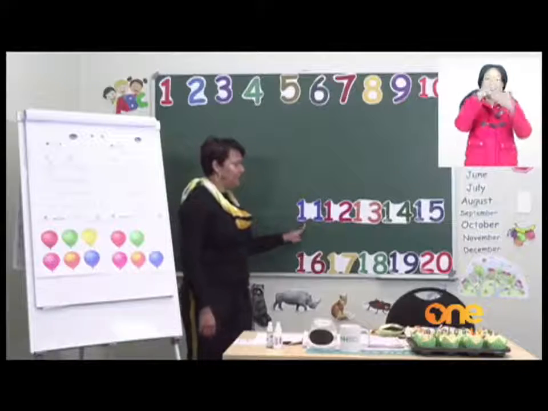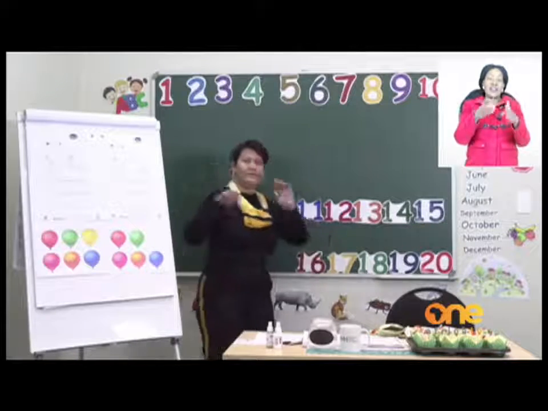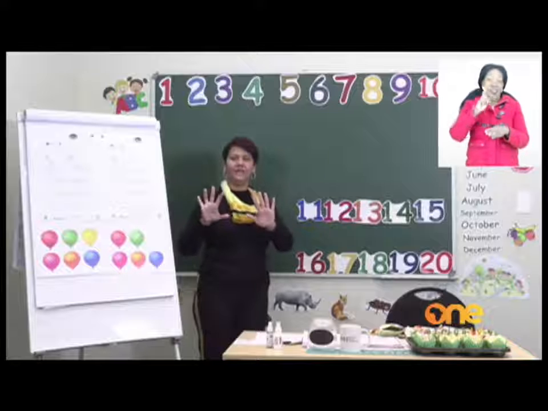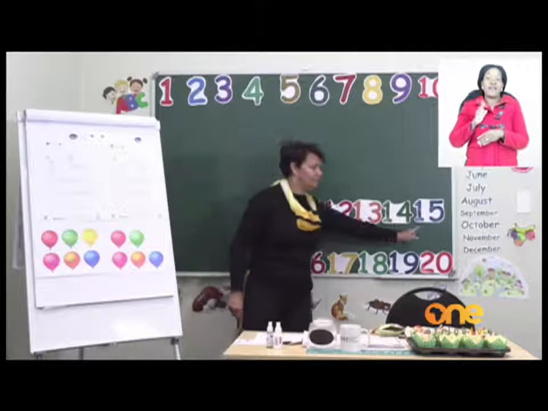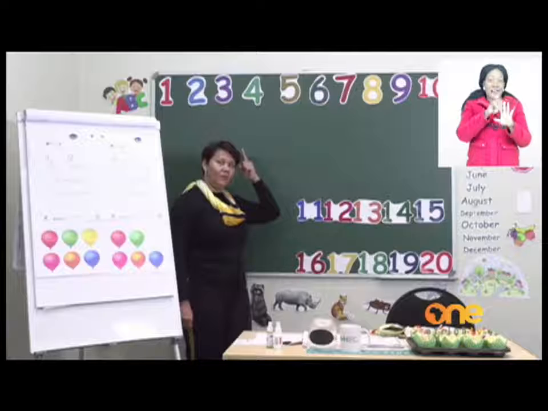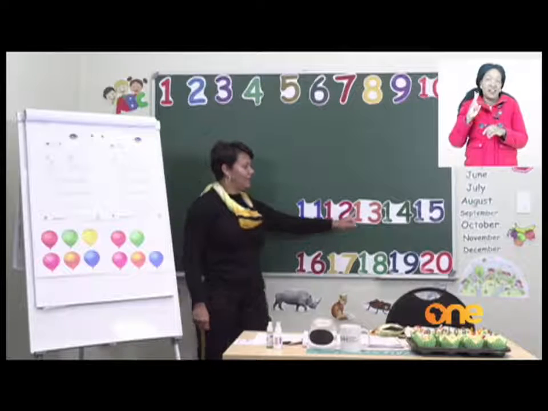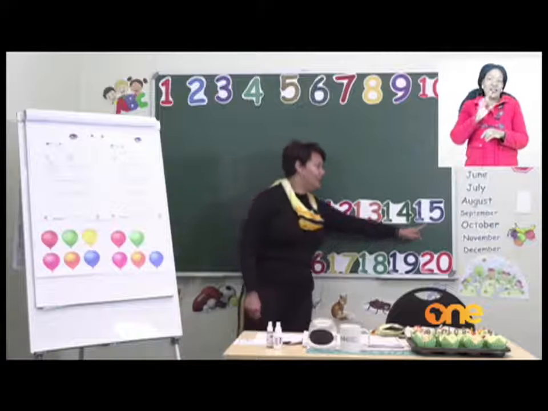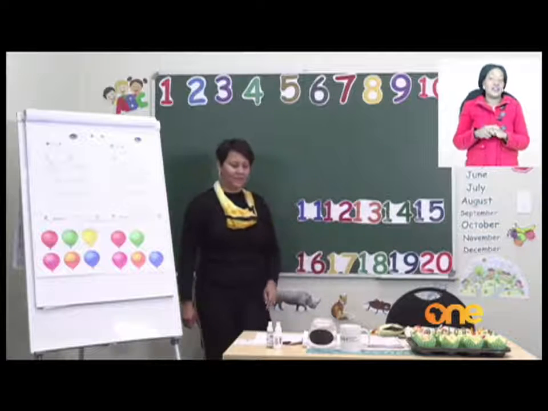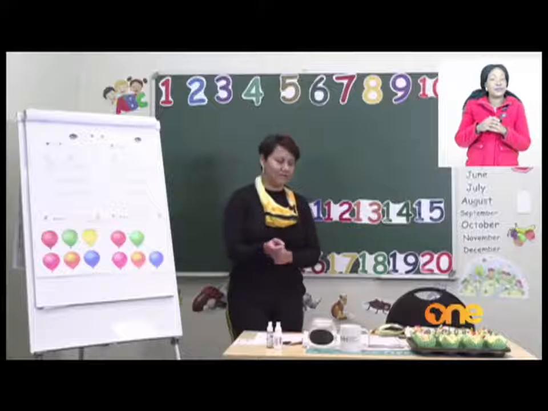Let's count from 11 to 15. We have 10 on our fingers, and from 10 we're going to count on to 15. So 10 is somewhere up here in your mind. 10, 11, 12, 13, 14, 15. Well done, boys and girls. Now let's do some more counting.